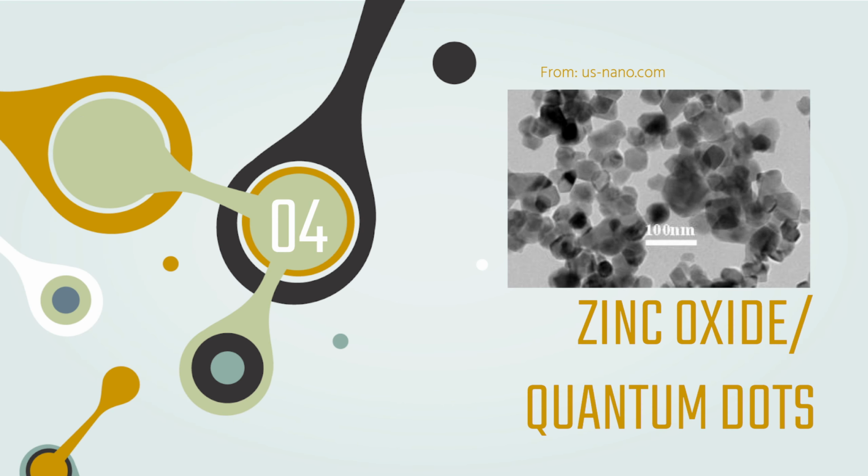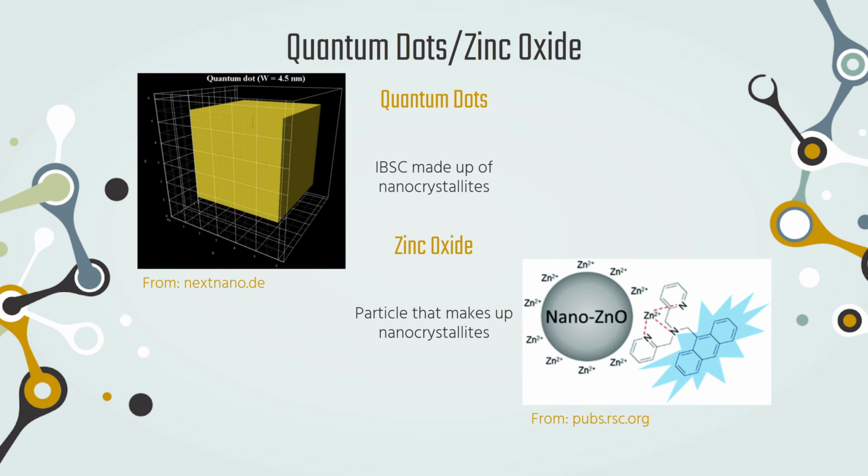Quantum dots and zinc oxide. A quantum dot is a type of IBSC which is made up of a nanomaterial called nanocrystallites. It acts as a semiconductor which closes the gap and allows for electrons to transfer more efficiently than current solar cells. Zinc oxide is the material that makes up nanocrystallites. It is non-harmful to humans and allows for more efficient transport of electrons than the current method.